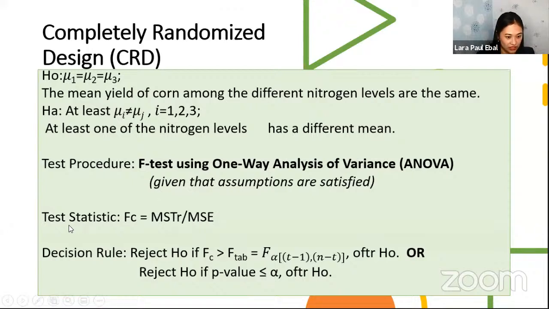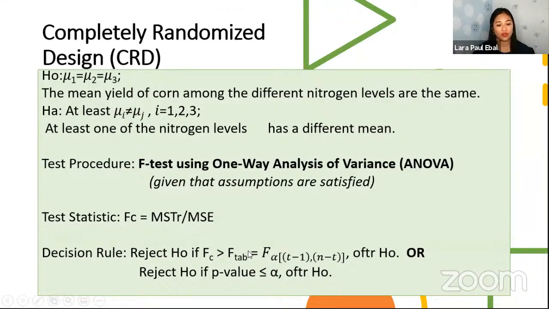The test statistic, since we are using the F, we have this formula. This is the ratio of MSTR, the mean square of the treatment, over the mean square error. So how do we get this value? We need to construct an ANOVA table. Then the decision rule: we reject HO if the F computed is greater than the F tabulated. So always greater when rejecting.